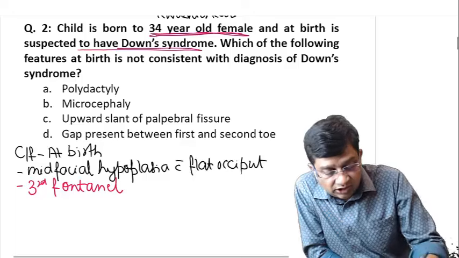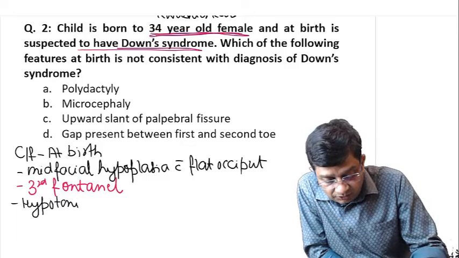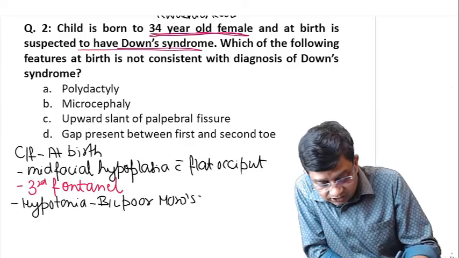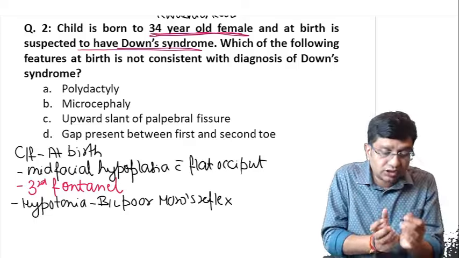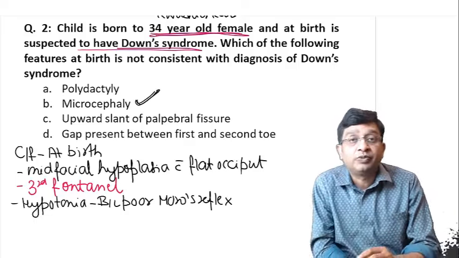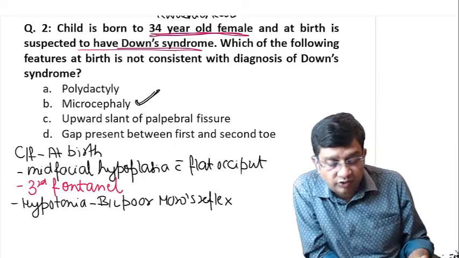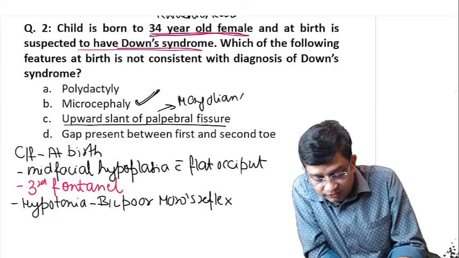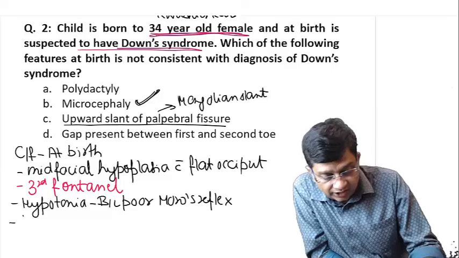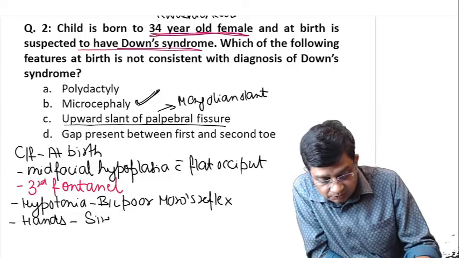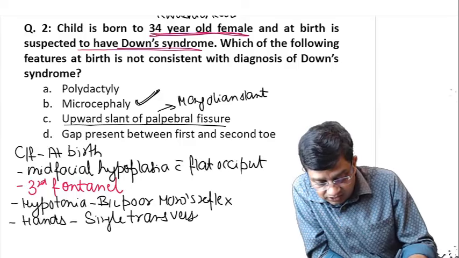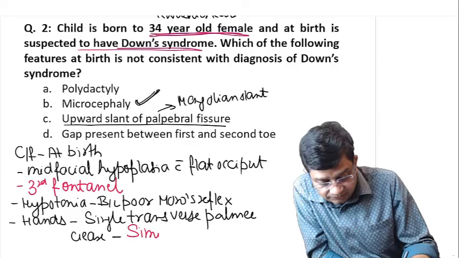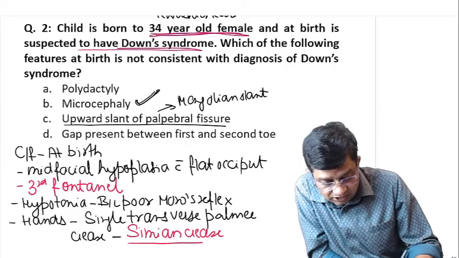If you look at the tone, there can be hypotonia, and a way of framing the MCQ can be, due to hypotonia there is bilateral poor Moro reflex. If you see the overall skull size, there is microcephaly. In the eyes, there is an upward slant of the palpebral fissure, which is also called the Mongolian slant. In the hands, you can get a single transverse palmar crease, which is also labeled as the simian crease, right?